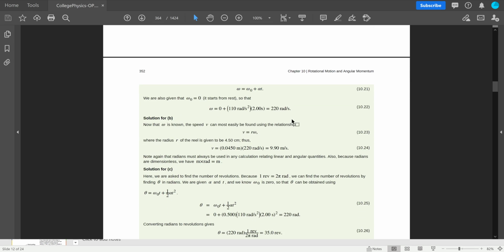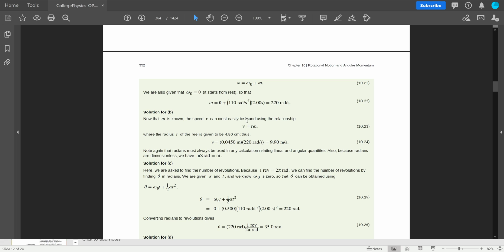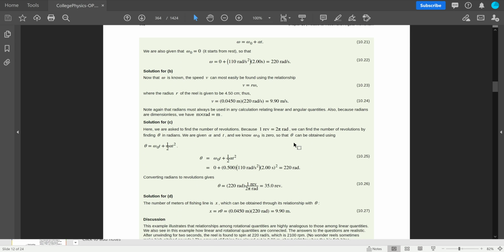So now that we know that, we can find our velocity. So that's just our radius times omega. Our radius is 0.045 meters after we convert it. And we know 220 is our omega, so 990 meters per second.